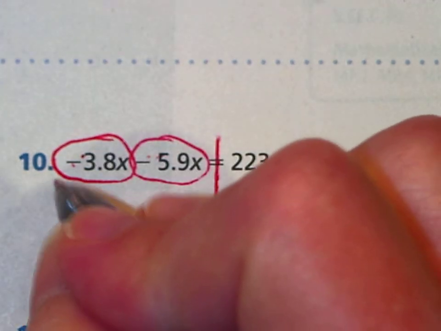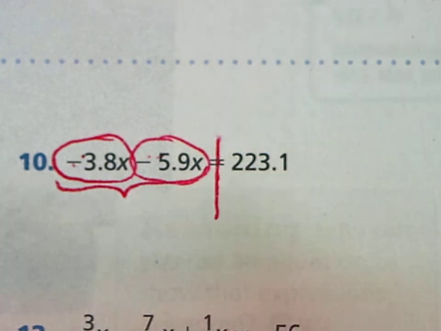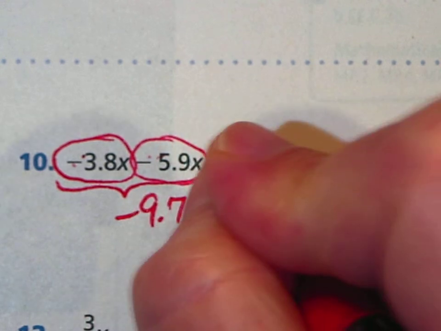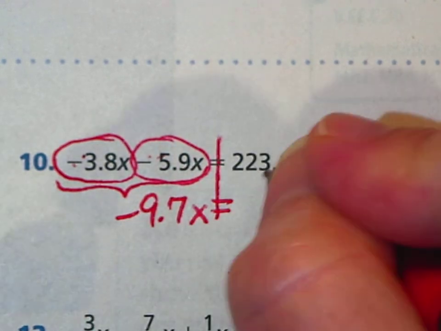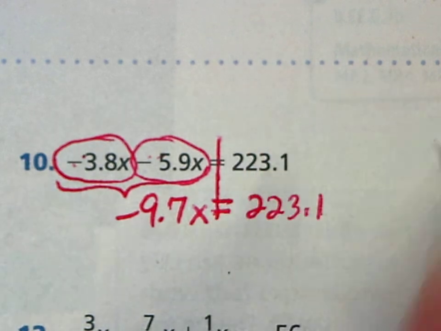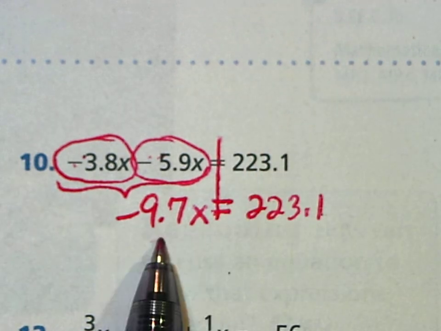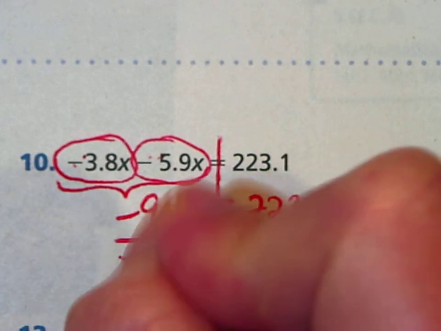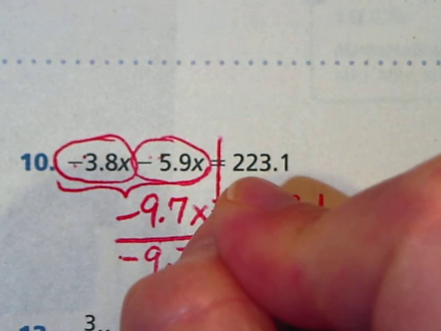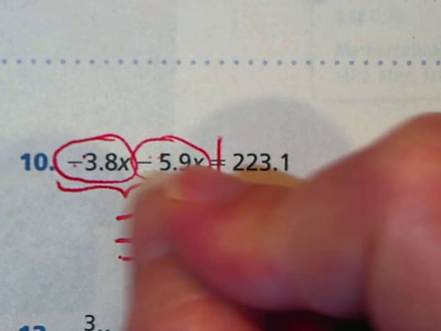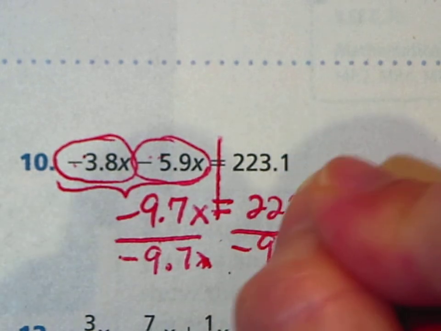So when the signs are the same, you need to add and use the same sign. So if I add these two and use the same sign, I get negative 9.7x. And then let's bring down the equal sign, and then 223.1. Now, instead of multiplying, that shows multiplying by negative 9.7, I'm going to divide both sides by negative 9.7. Oops, not x, sorry. And so now I'm going to divide this side by negative 9.7.